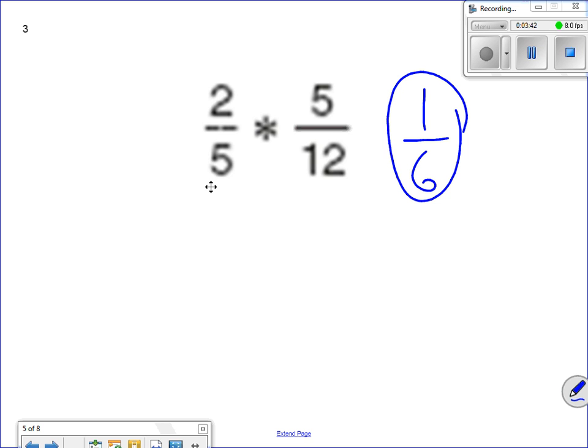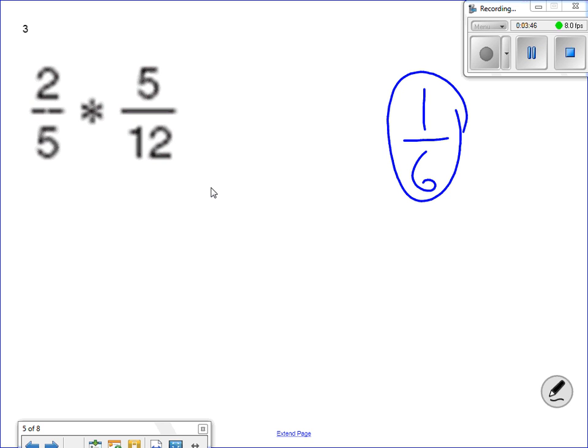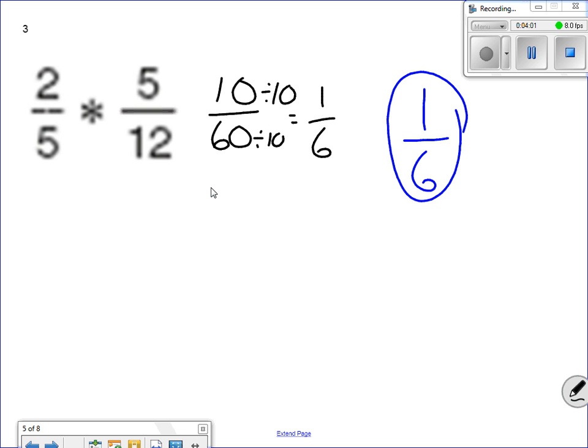Watch this. 2 times 5 is 10. 5 times 12 is 60. If I divide this by 10, this by 10, I get 1/6 as well. This problem was a little easier to reduce because 10 could go into both, okay? But you don't have to do any reducing. If you do the cross-reduce, you don't have to reduce at the end. Here's another one.